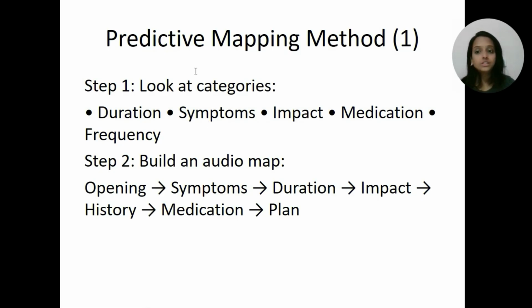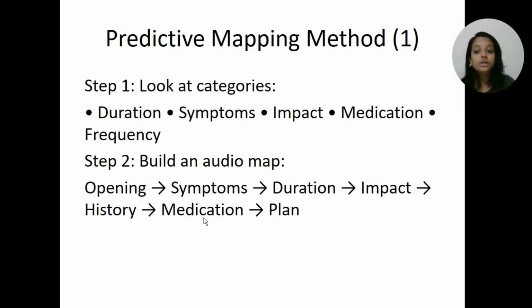Here's how it works. Step 1. You have to look at the category of each blank, not the exact wording. For example, whether it could be a duration, symptom, impact, medication, or frequency. Once you identify the category, then your brain relaxes. It knows what to expect, right?